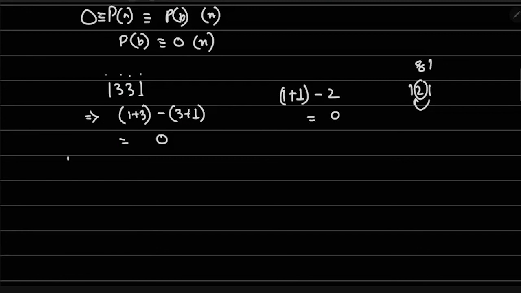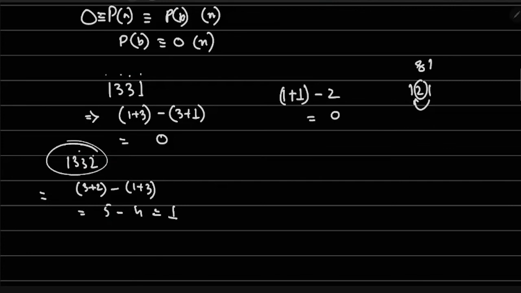But on the other hand, 1332: if I check, 3 plus 2, minus 1 plus 3, that is equal to 5 minus 4, that is equal to 1. So it is not equal to 0 or any multiple of 11. This number is not a multiple of 11, therefore 1332 is not a multiple of 11.